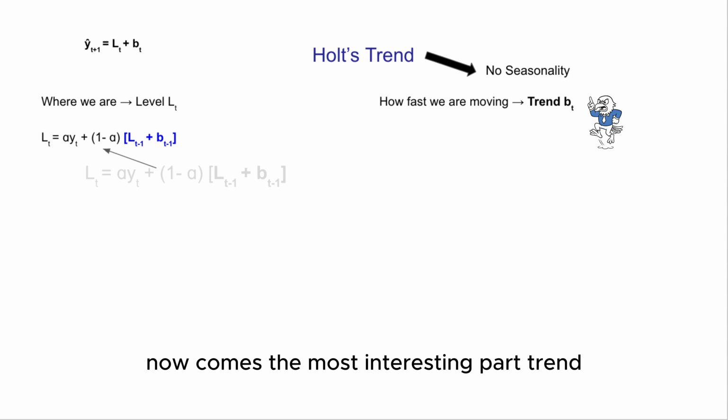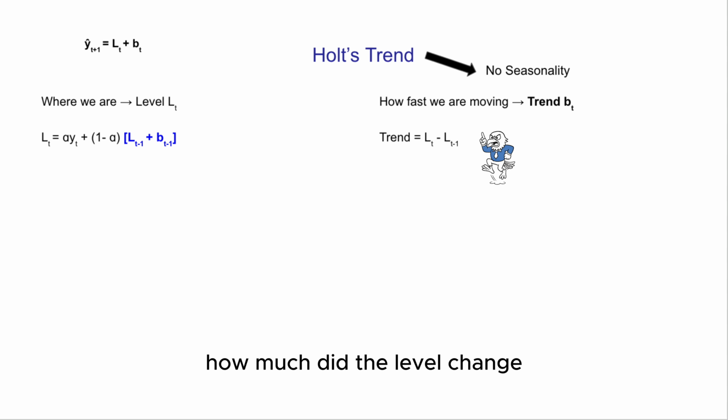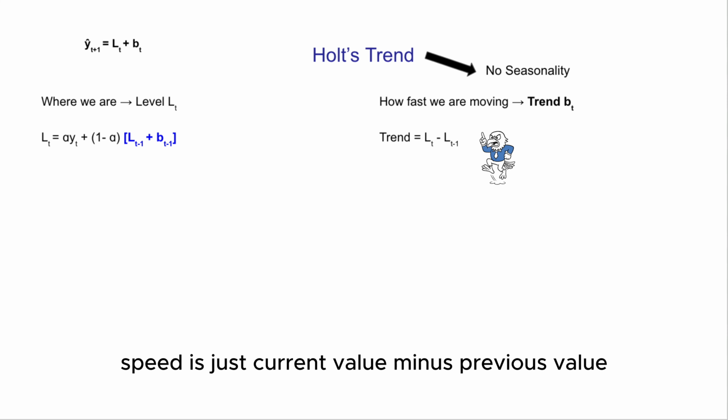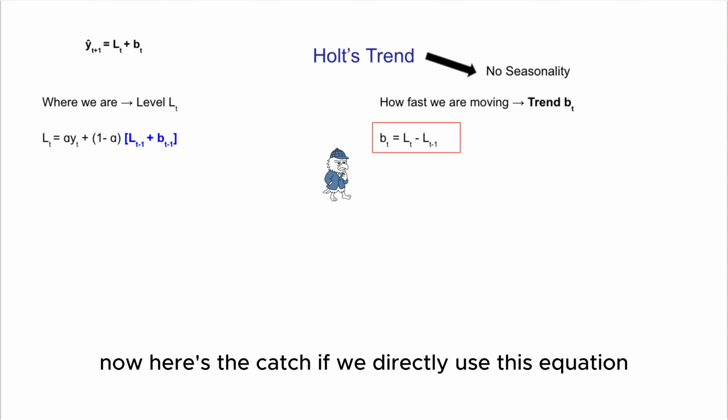Now comes the most interesting part. Trend. Trend is nothing but speed. How much did the level change? And in math, speed is just current value minus previous value in 1 unit of time, or the first order difference of the series.